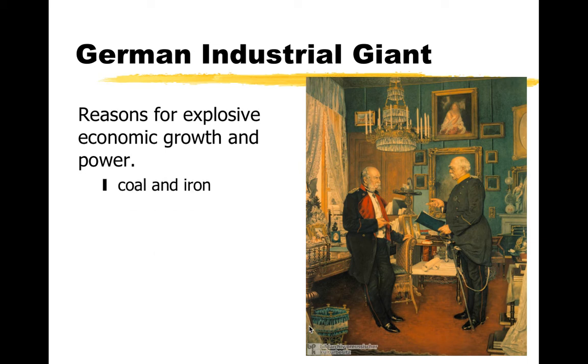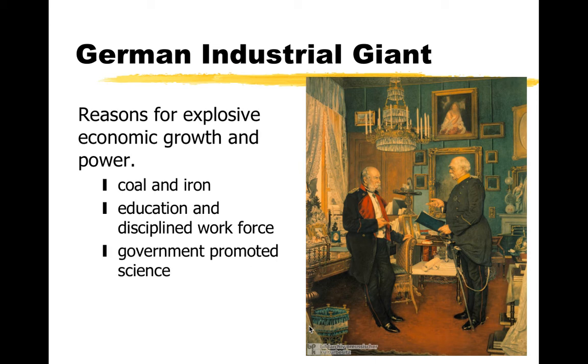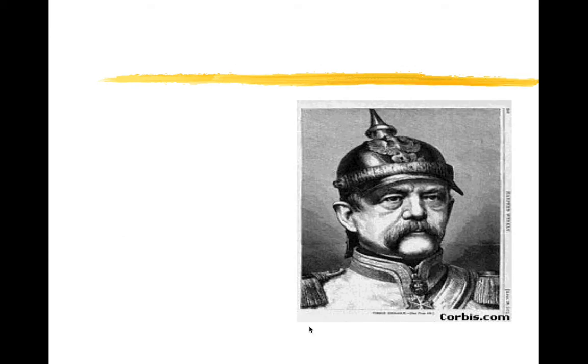And so they also tried to industrialize. So coal and iron became extremely important. They had abundant supplies of those things. They wanted to educate their workforce, and so they were able to do that through education programs. The government helped to promote science, similar to what we saw in Great Britain when they were starting to industrialize. And then finally, we see that all this growth is going to lead to a very strong Prussia.